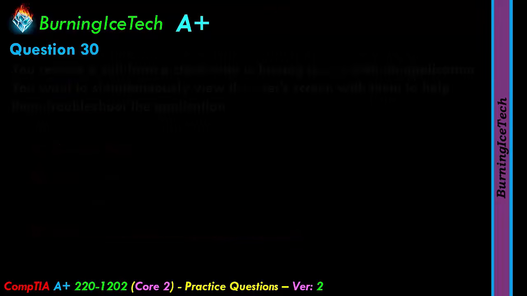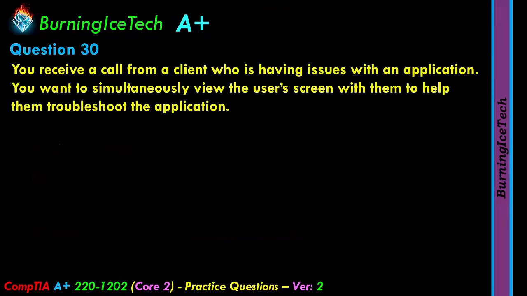Question 30. You receive a call from a client who is having issues with an application. You want to simultaneously view the user's screen with them to help them troubleshoot the application. So we want to be able to see their screen live. We want to be able to see what they're doing while they also see their screen live and what they're doing. So the user will be sitting in front of their computer. They can still use their mouse and keyboard. They can see what's happening. They can interact with the machine.